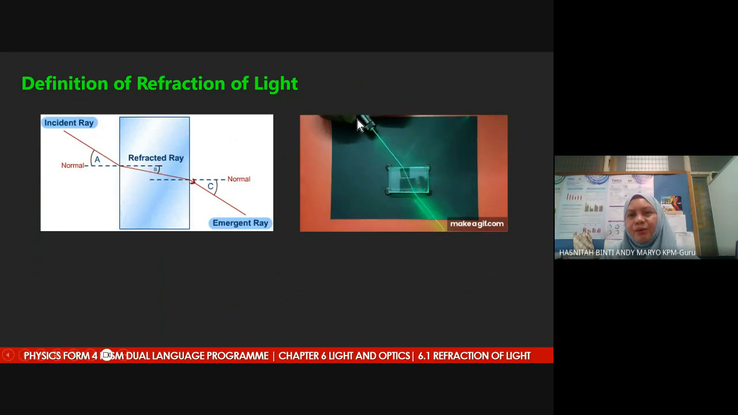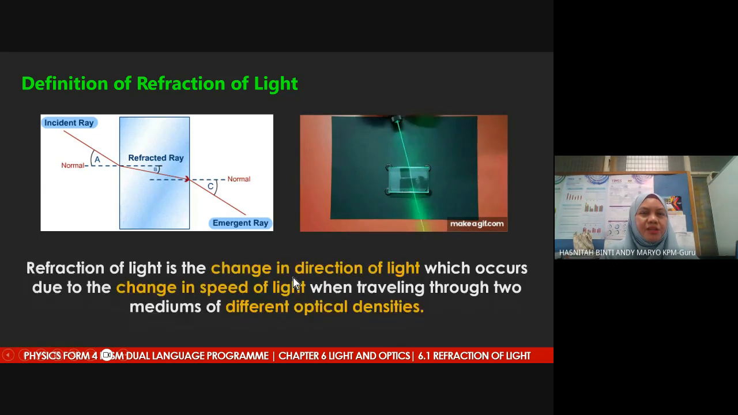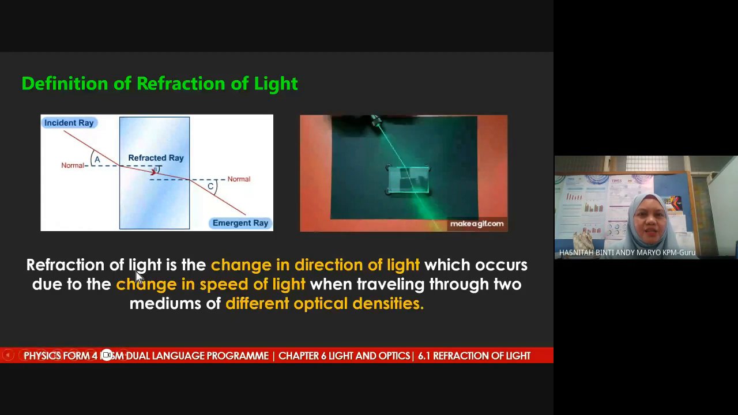Here you can see one simple demonstration when you direct a laser pointer to a glass block. You can see the light will show a refraction effect. Initially we put it at the normal line, so no refraction occurs at the normal, but when you change the angle of incidence, refraction starts to occur. So what is the definition of refraction of light, students? It is the change in direction of light, which occurs due to the change in speed of light when traveling through two mediums of different optical density.